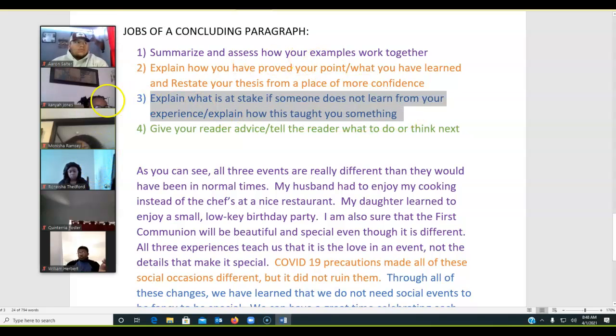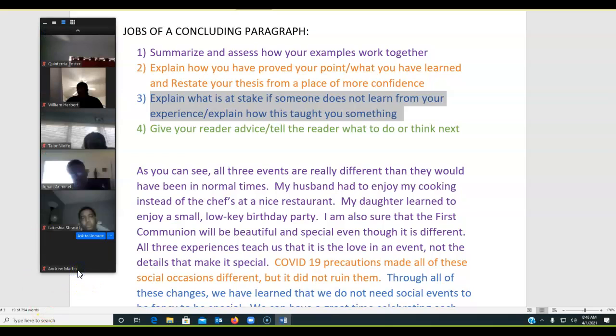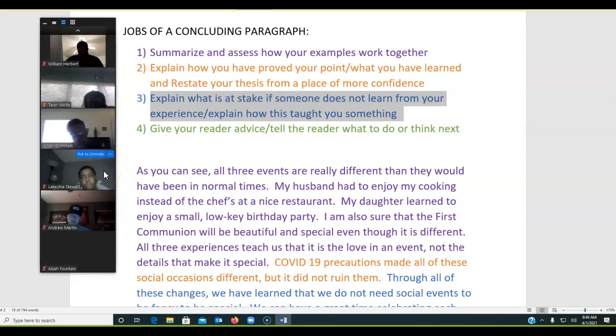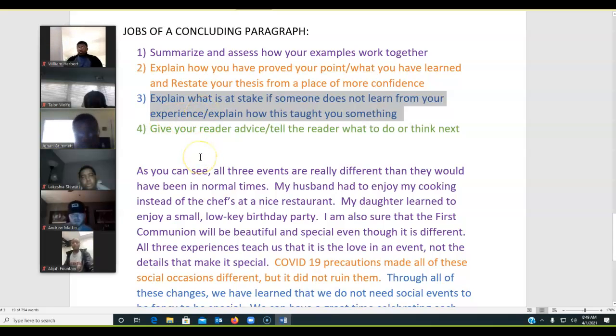Now, this is a step a lot of you are skipping, and this is why a lot of y'all's conclusions are a little too short. So let's have Jonah read this to us, please. Jonah. Explain what is at stake if someone does not learn from your experience. Explain how this taught you something.